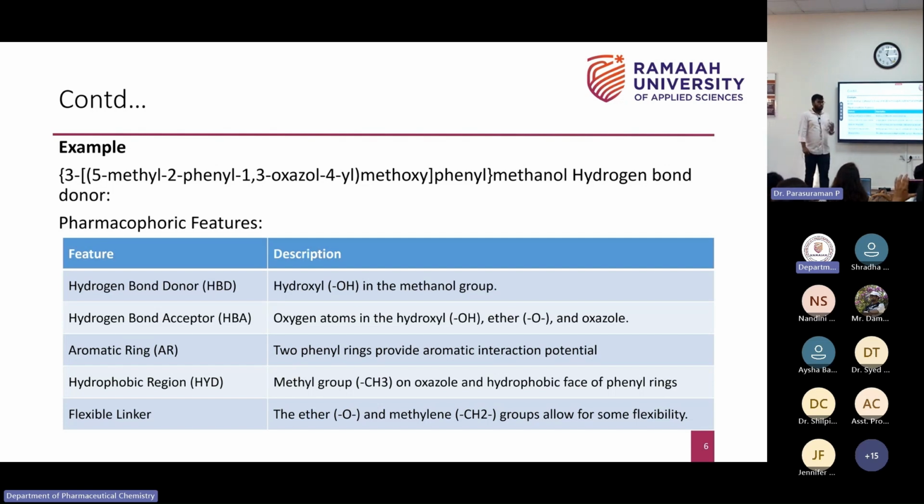It has two aromatic rings. Next, the methyl group on the oxazole ring acts as a hydrophobic region. And the flexible linker: we need a linker to connect the two aromatic rings, like an ether linker or a methylene, CH2 linker, to connect or bind both aromatic rings.